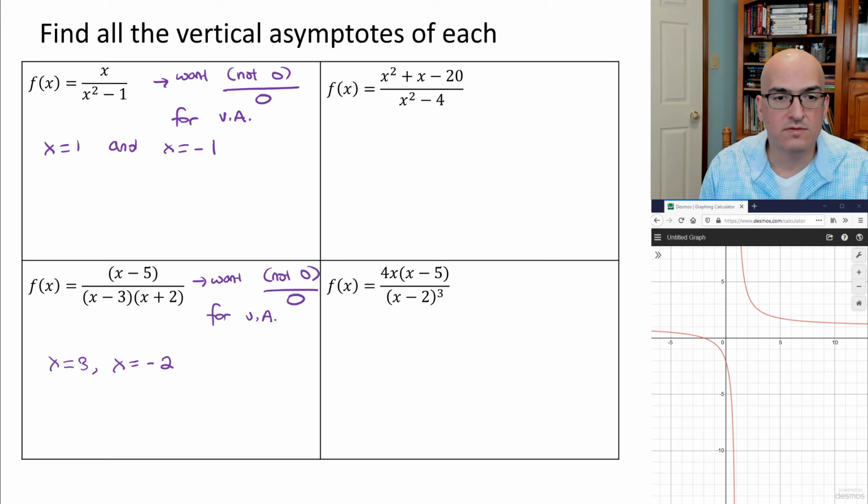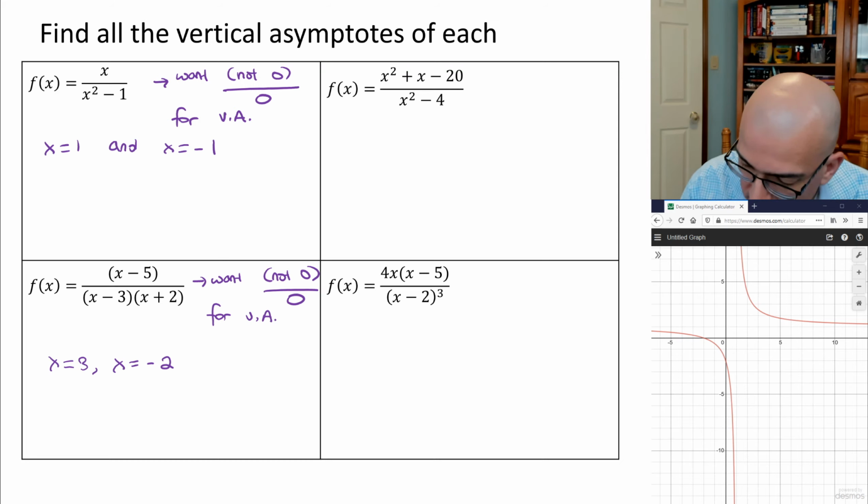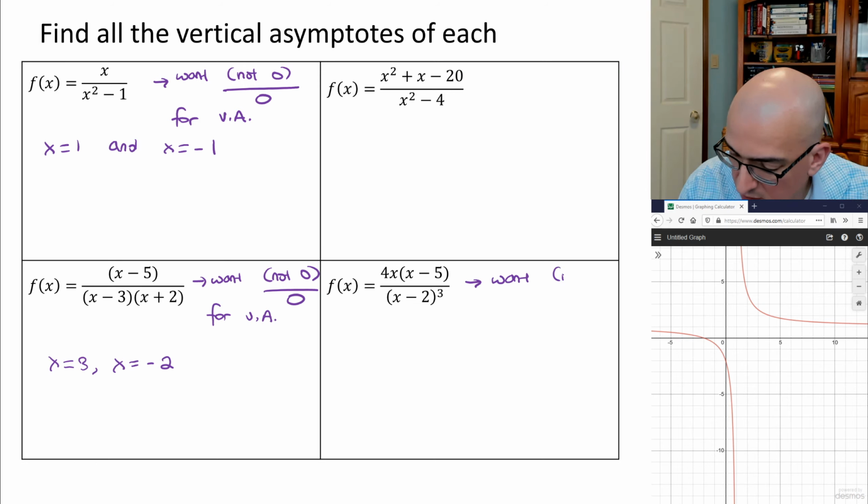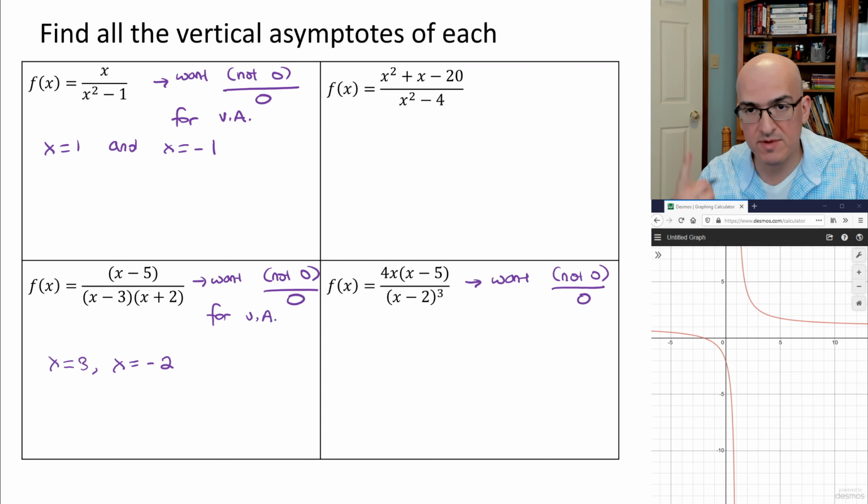Okay, I'm going to save the top right for last. I'm going to do the bottom right next. Our goal is we want not 0 over 0. And when does that happen? It only happens at one x coordinate.